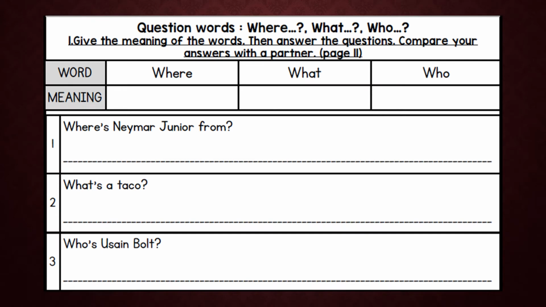Okay, take out your red pen over here so we can check your answers and you can mark your paper. Okay, let's begin with the meaning for where, what, and who. Where, mana, di mana. What, apa. And the last one, who, siapa.